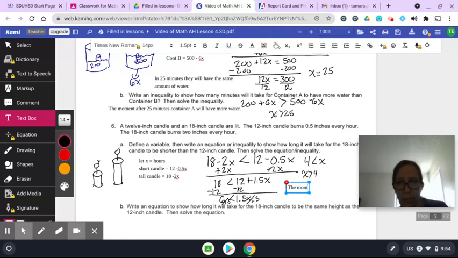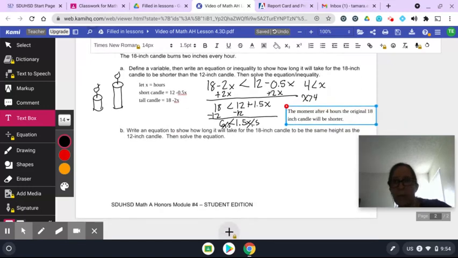The moment after 4 hours, the original 18-inch candle will be shorter. I need to move that up so I can get my camera out of the way. There we go.